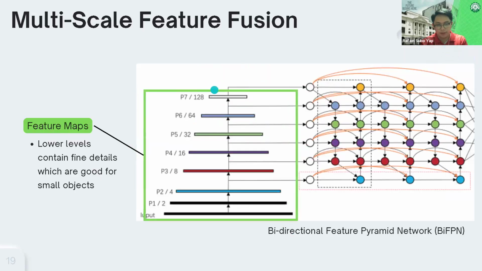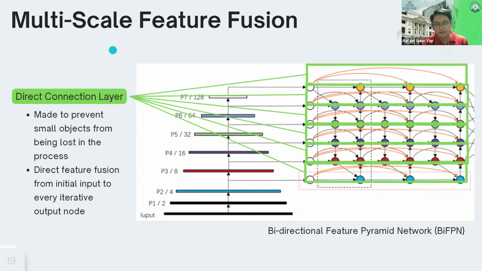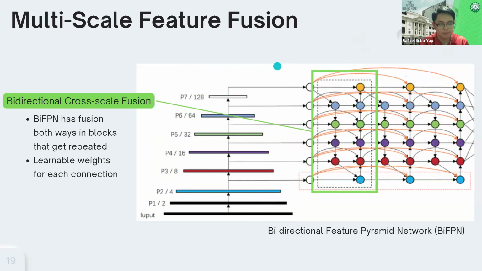So let's talk about each part. Okay, so we have the feature maps again, where the lower levels contain fine details. These are the details good for small objects. Then there's the direct connection layer. These are the orange layers. We'll talk about this first, actually, the bidirectional cross-scale fusion.